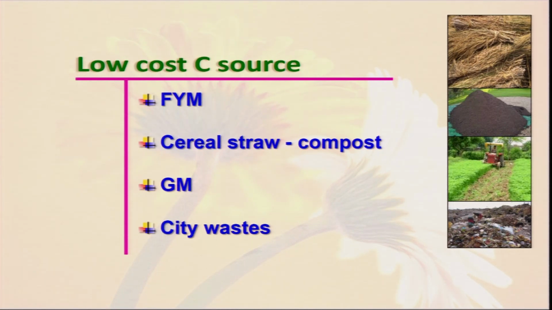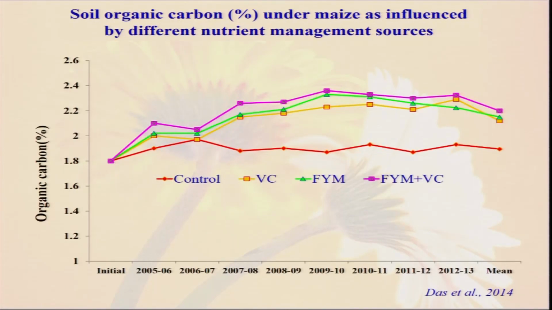Also the green manure and city waste. Everywhere we are generating a huge amount of city garbage. If we can use it sufficiently with scientific methods, then it can also help generate carbon sequestration. If we see one of our experiments on how the soil organic carbon varies over the years, we are applying different types of manures. You can apply FYM, you can apply vermicompost, otherwise you can apply 75% of the FYM and 25% of the vermicompost.